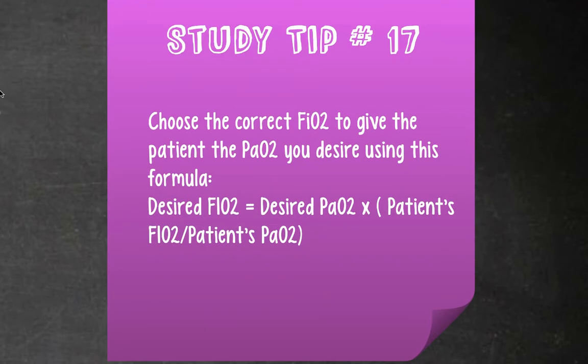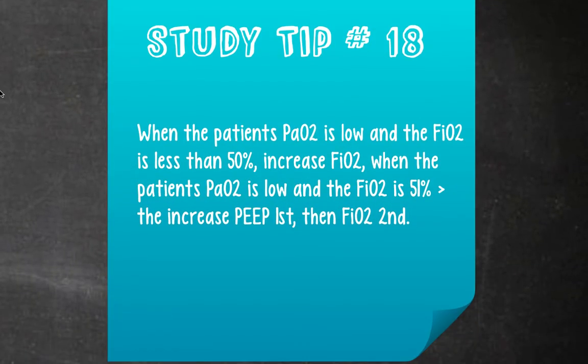Tip number 17. Choose the correct FiO2 to give the patient the PaO2 you desire using this formula. Desired FiO2 equals desired PaO2 times patient's FiO2 over patient's PaO2. Tip number 18. When the patient's PaO2 is low and the FiO2 is less than 50%, increase the FiO2. When the patient's PaO2 is low and the FiO2 is 51% or more, increase the PEEP first, then increase the FiO2 second.